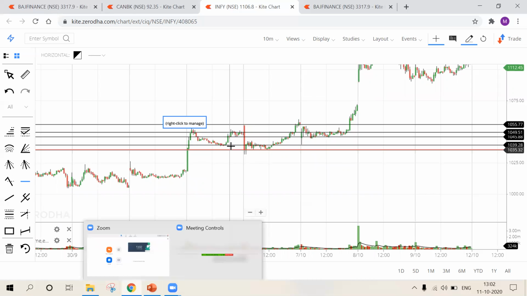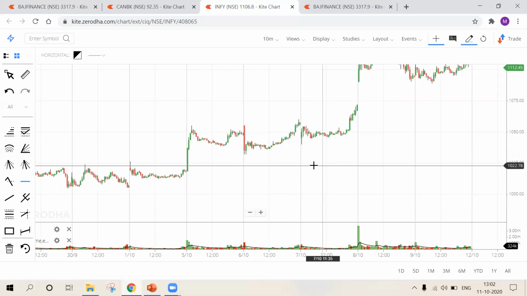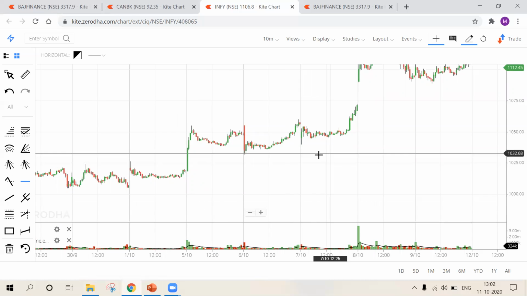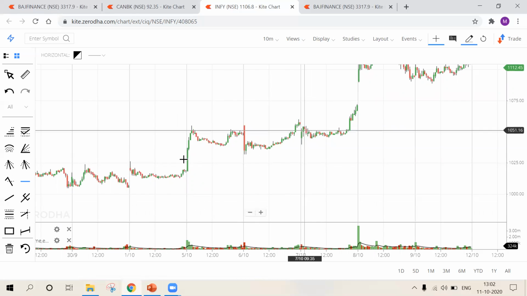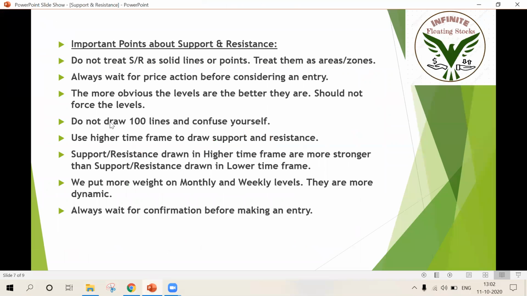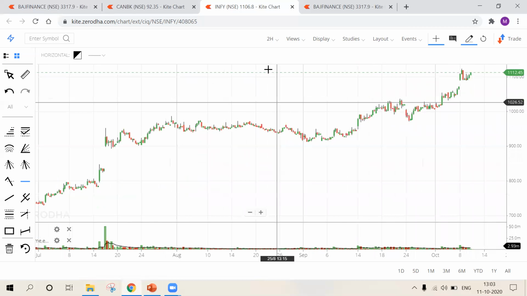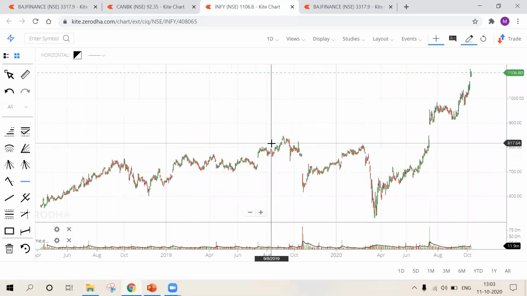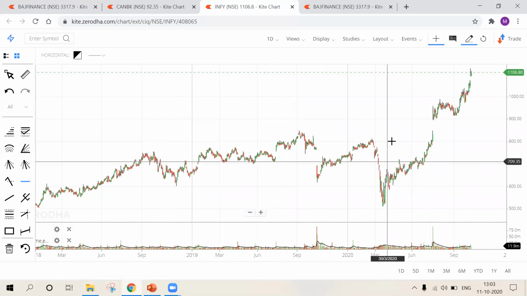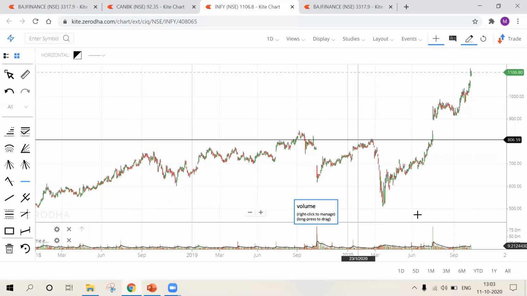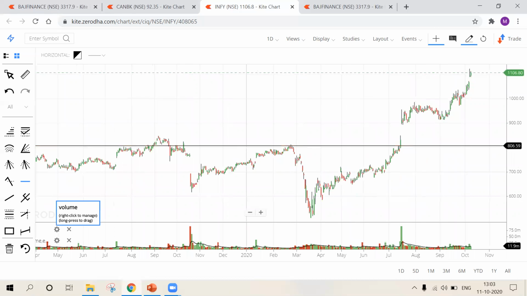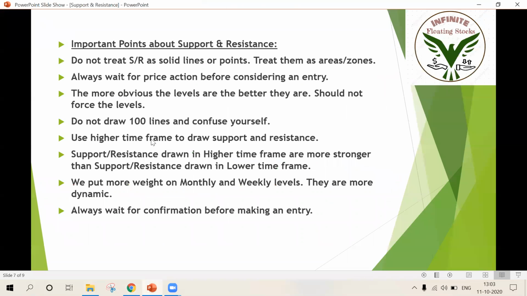Okay, so be careful while drawing support and resistances. Your chart should look clean and the levels should be more obvious. You should not force your levels while drawing support and resistances. And use a higher time frame to draw support and resistance. When I call it a higher time frame, that means you need to go to the hourly or daily time frame, and you should be drawing support and resistances there. Okay, so you should be drawing support and resistances in a higher time frame.